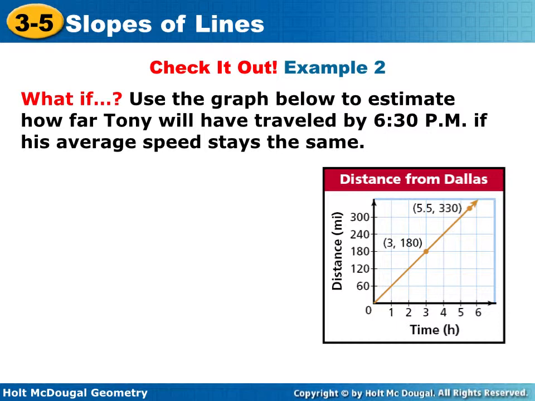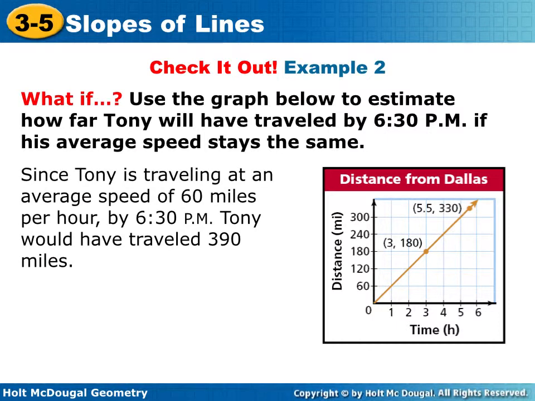So, can you find the slope of the line? First of all, go ahead and pause the video, see if you can find the slope of the line, and see if you can tell me how far he will have traveled by 6:30 in the evening. Okay, let's see what you came up with. Since Tony's traveling at an average speed of 60 miles per hour, by 6:30, Tony will have traveled 390 miles.